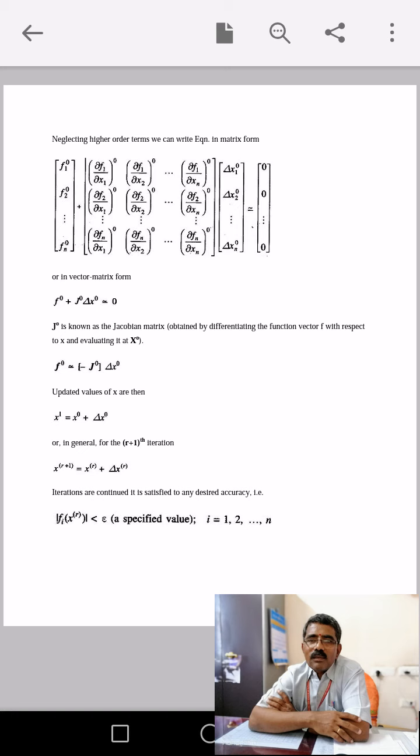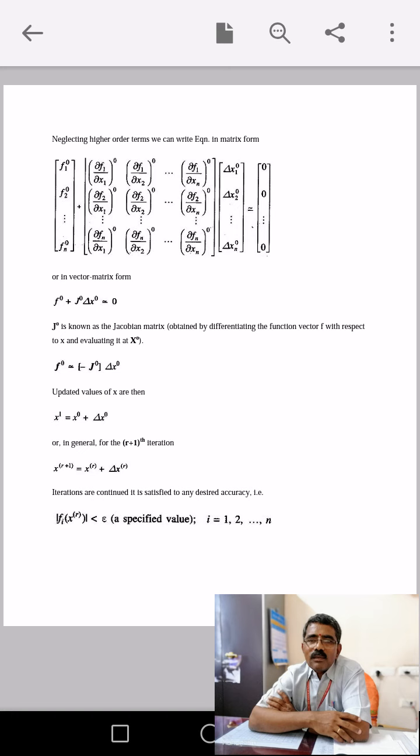So this in short form we write f0 plus J0 delta x0 equal to 0. Okay, f0 plus J0, the Jacobian matrix evaluated at initial conditions, multiplied by delta x0 equal to 0. So that's what is given here. J0 is known as the Jacobian matrix obtained by differentiating the function vector f with respect to x and evaluated at x0. So if you take the first, it is to be evaluated with x1^0.